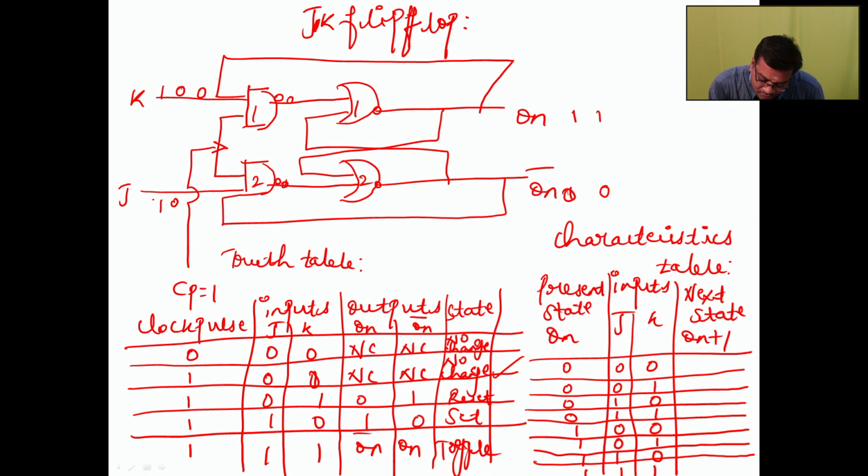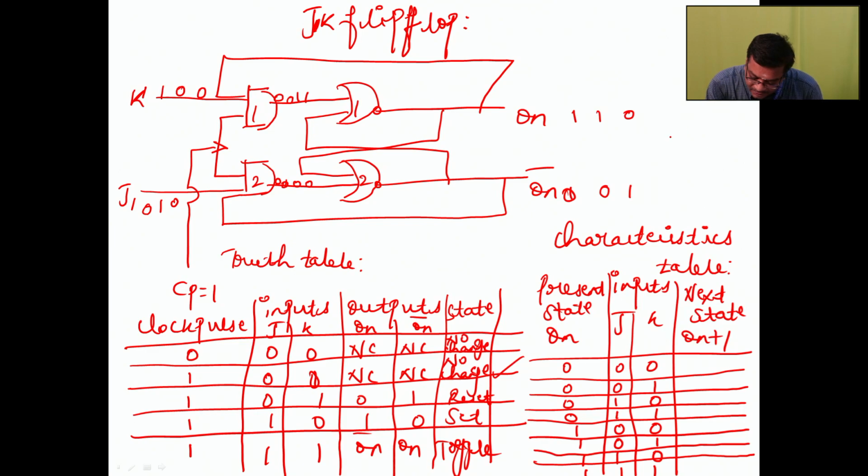I am giving a high value to K, J 0. So the output will be 1 and the inverted output will be 0. This 0 will access as an input, this 1 will access as an input. When 1 is the input, automatically the output will be 0. So we are giving a high value to K, and we got 0 here. Then 1, 1, 1, the output is 1 and the other output is 0 here.